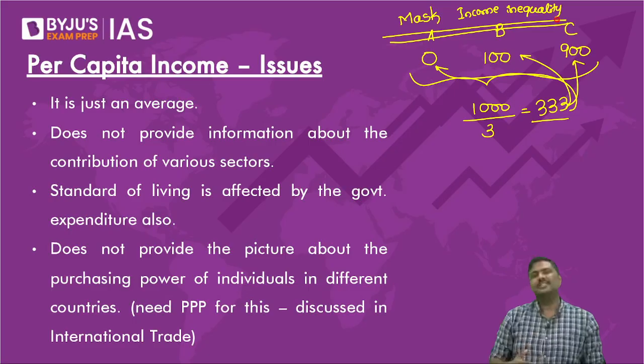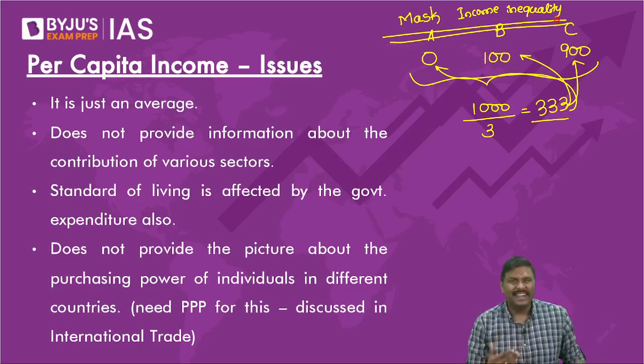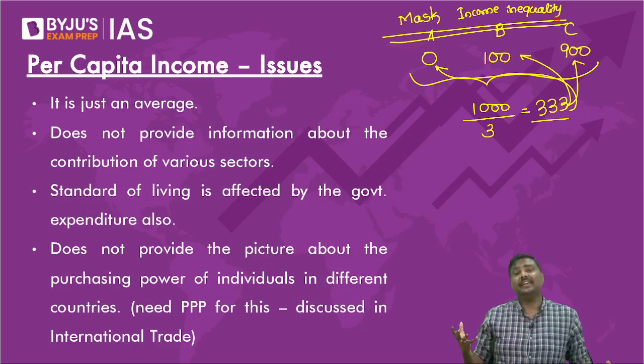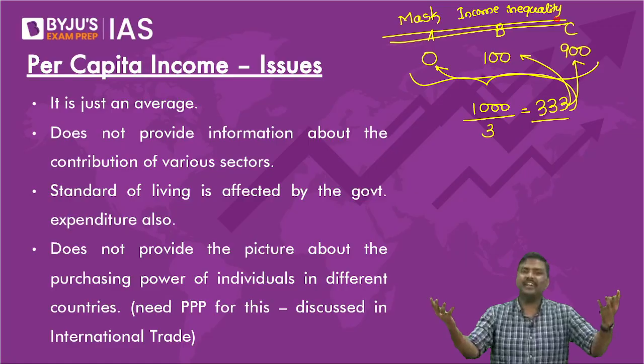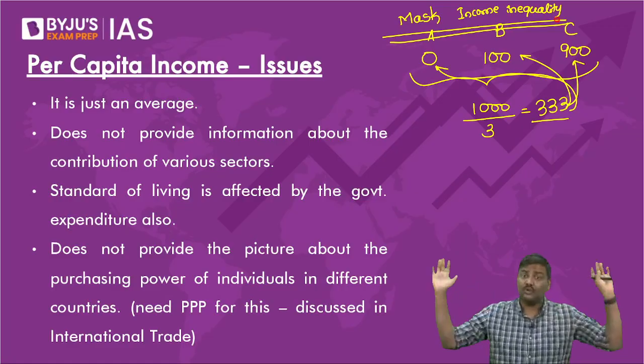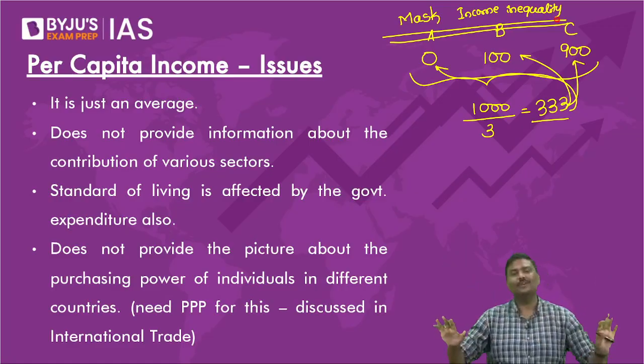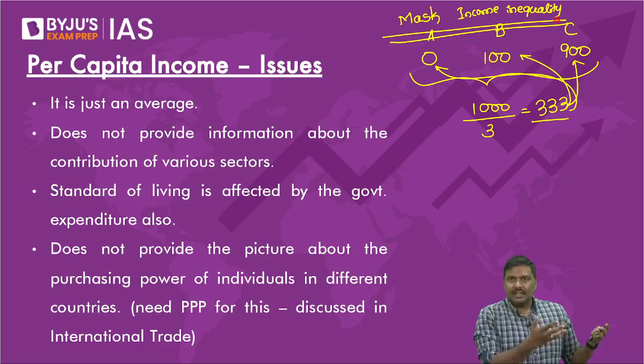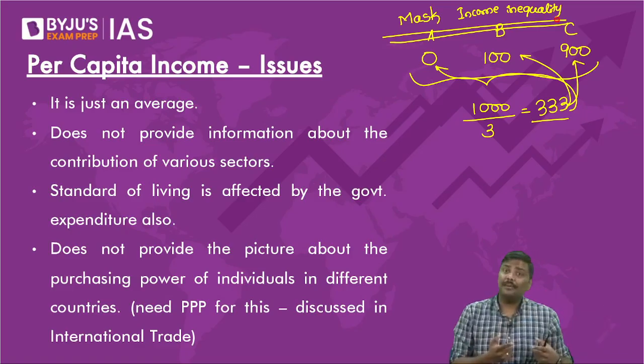So the argument is simple. Per capita income is an indicator. That's it. Is it the best indicator? Is it the only indicator based on which you can come to a conclusion regarding the Indian economy? Absolutely no. But can I say this? Compared to GDP, per capita income is much better.